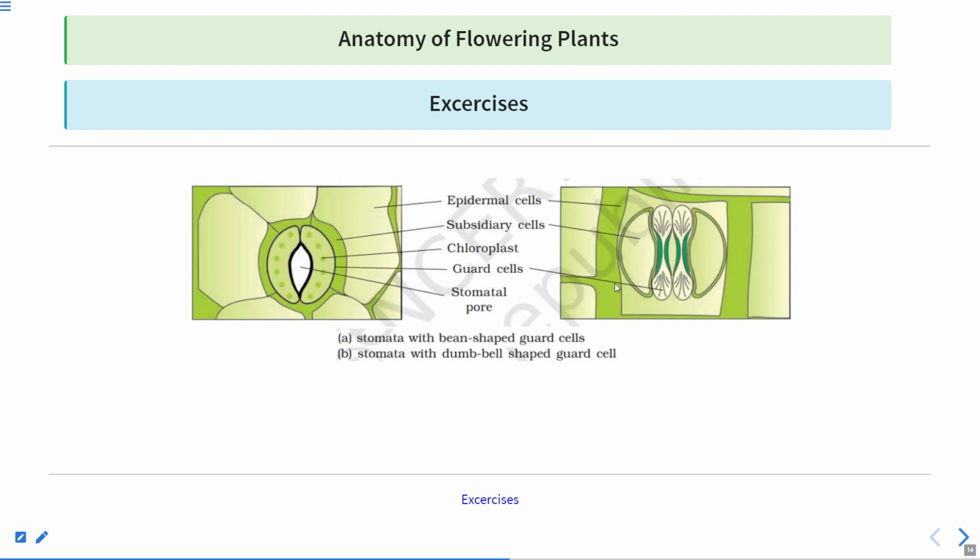So here also the stomatal apparatus is made up of three things: the guard cells, the stomatal aperture, and the subsidiary cells. Whether it is bean-shaped cells or dumbbell-shaped, the stomatal apparatus is made up of the three things only, right? So in both the cases, you can now see the stomatal aperture and stomatal subsidiary cells and the guard cells that unitedly make the stomatal apparatus. Okay.